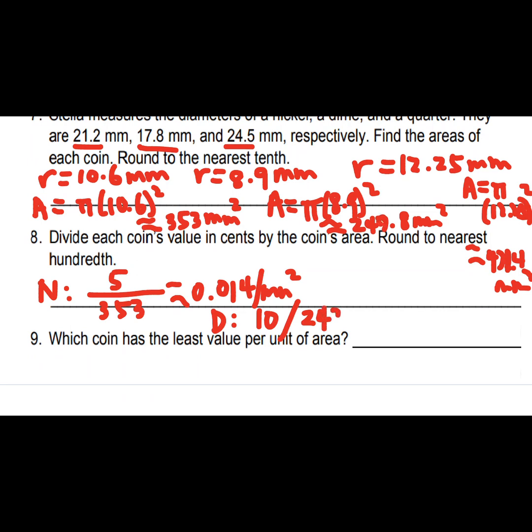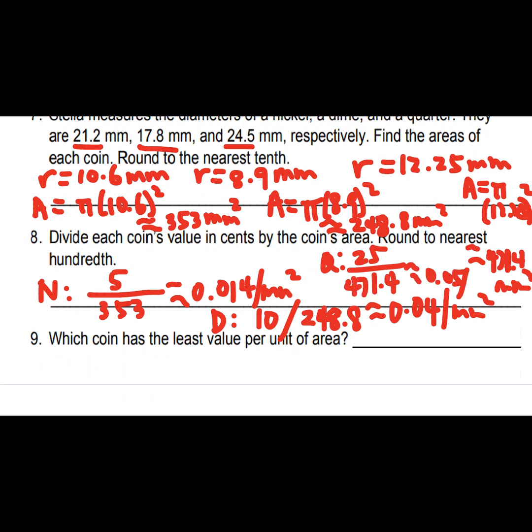For the dime, it's going to be 10 divided by the area, which I think was 248.8, and you will have approximately 0.04 per millimeter squared. And then for the quarter, it's going to be 25 divided by 471.4, which is approximately 0.05 per millimeter squared. So those are the values for each one of the coins.